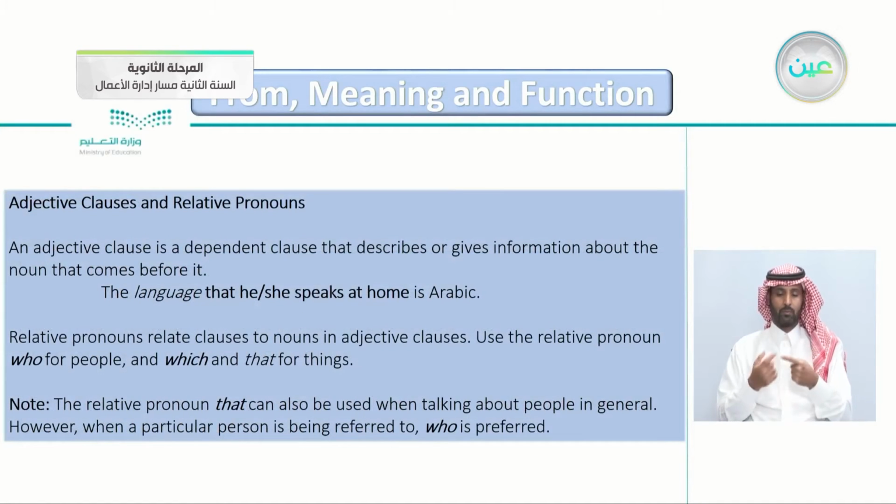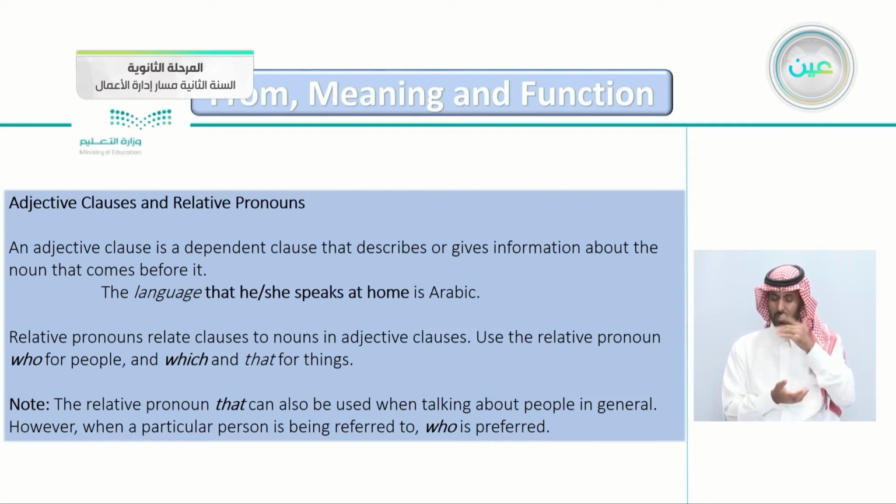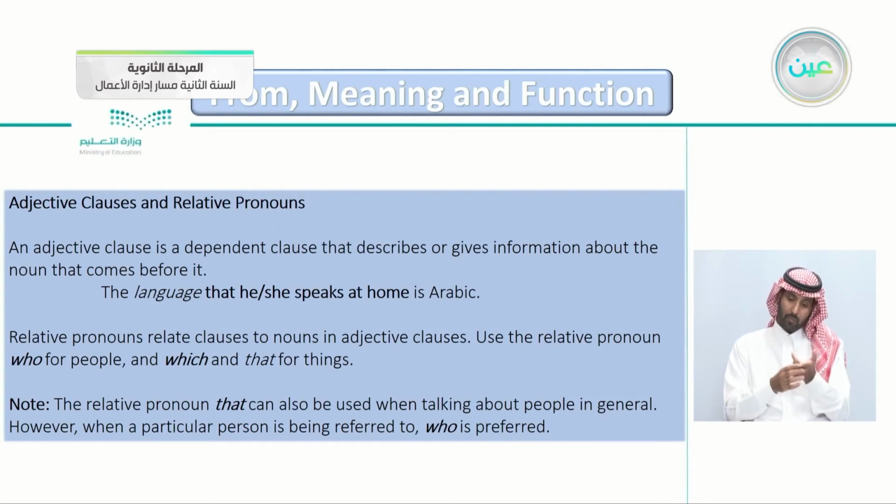Continuing with the form, meaning, and function here: adjective clauses and relative pronouns. An adjective clause is a dependent clause that describes or gives information about the noun that comes before it. Again, an adjective clause is a dependent clause. Dependent means it can't stand by itself, and it describes or gives information about the noun that comes before it.